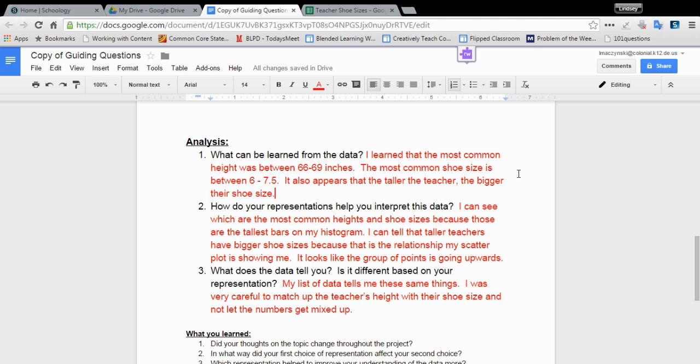So when you do your final analysis, you can put all these things in one document. You can cut and paste your tables and your graphs into one big document, and then you can submit that all to me through Schoology. And both of you, if you're working with a partner, can submit to me the same thing.